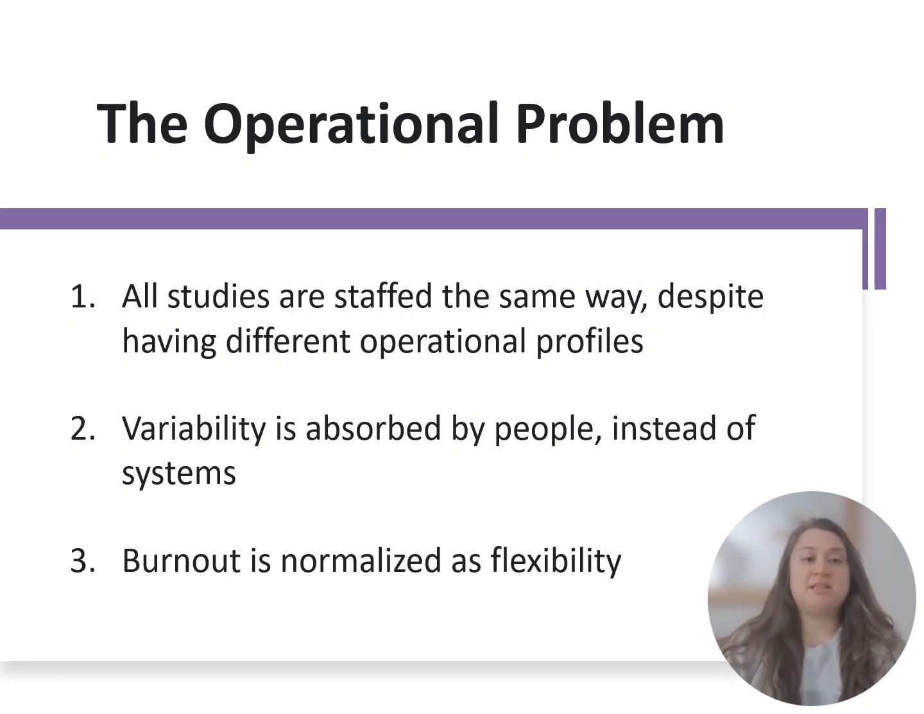Third, over time, this overextension is normalized as flexibility, masking structural inefficiency and discouraging process redesign. Basically, the current system is built to keep everyone busy all the time, instead of being built to handle ups and downs without things breaking.